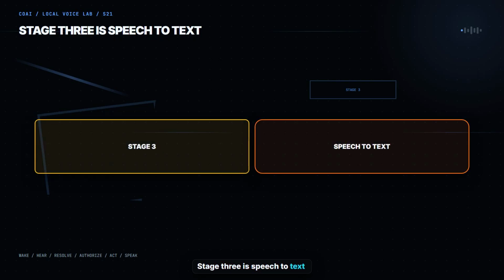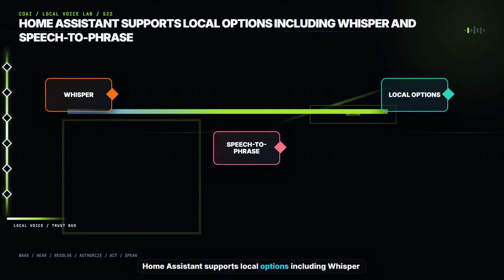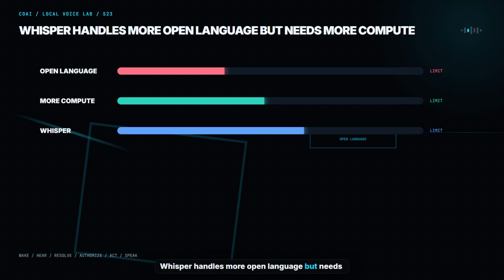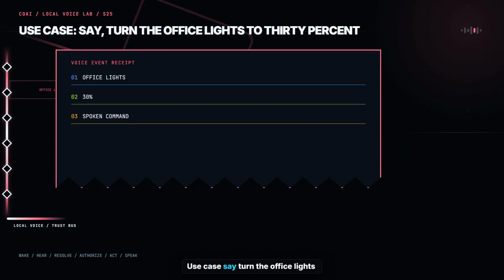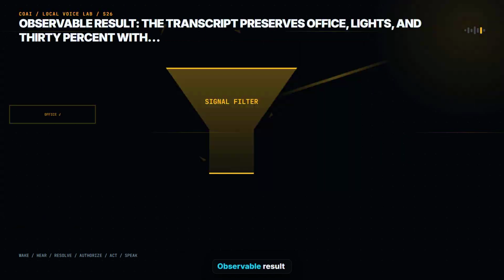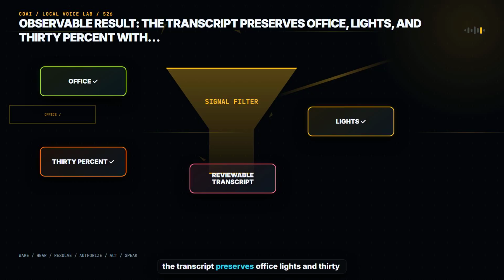Stage 3 is speech to text. Home Assistant supports local options including whisper and speech to phrase. Whisper handles more open language but needs more compute. Speech to phrase is narrower and can be faster for home control phrases. Use case: say "turn the office lights to 30%", an observable result. The transcript preserves office, lights, and 30% with word confidence or a reviewable text state.